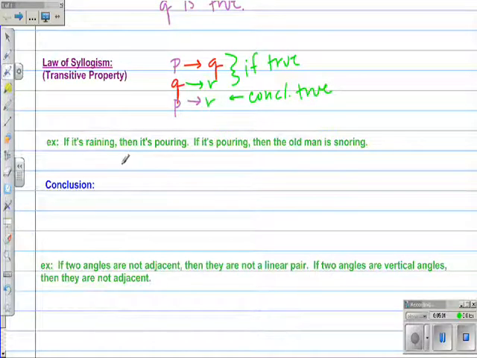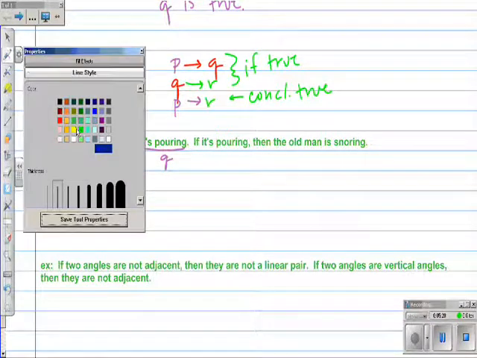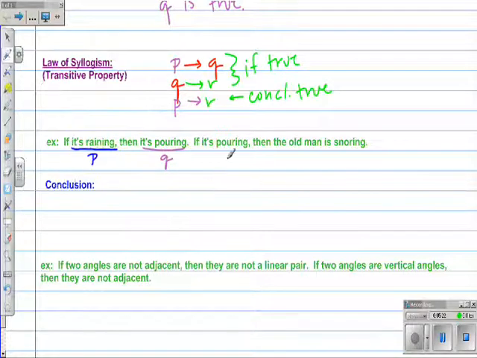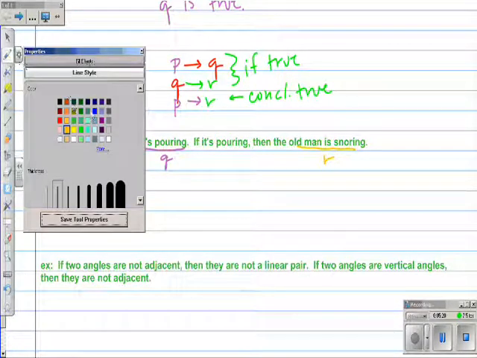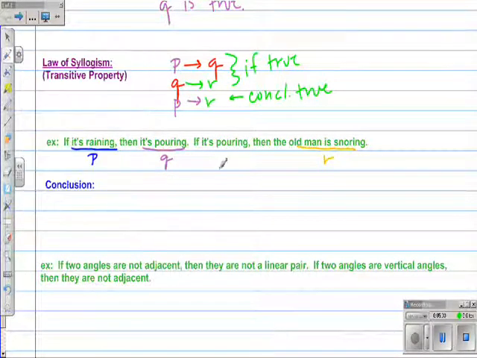if it's raining, then it's pouring. If it's pouring, the old man is snoring. Well, if it is raining, that's going to be your P, okay? Then it's pouring, that's going to be your Q, okay? And the old man is snoring, that's going to be your R, okay? So it's pouring again would be your Q.